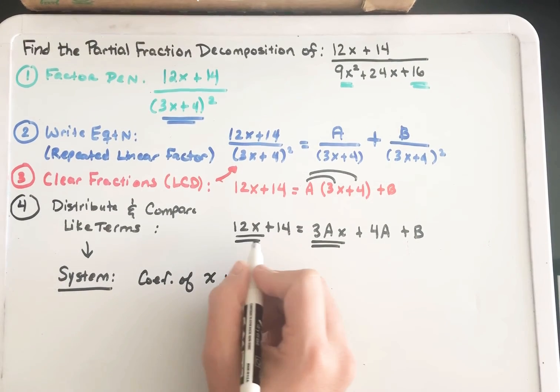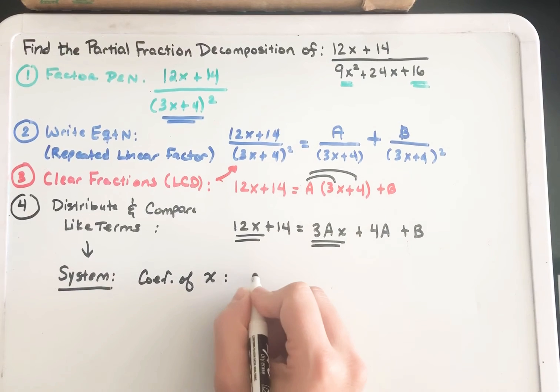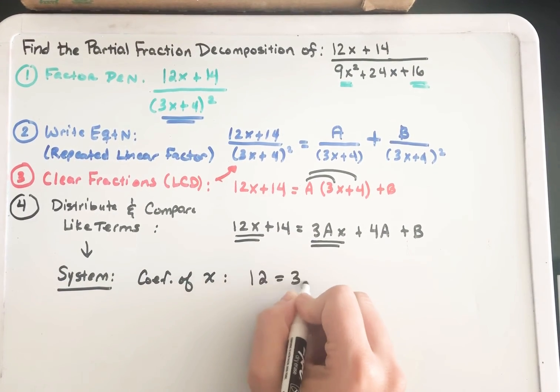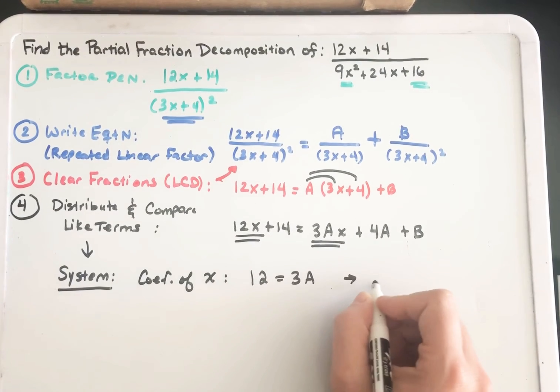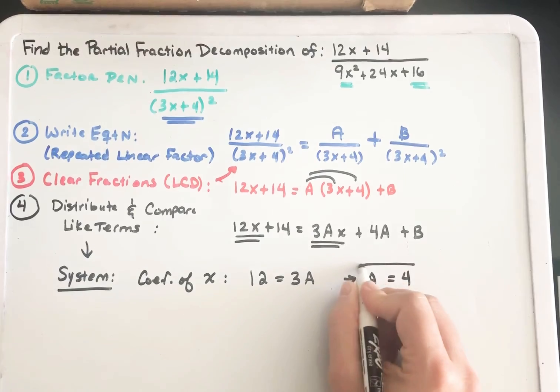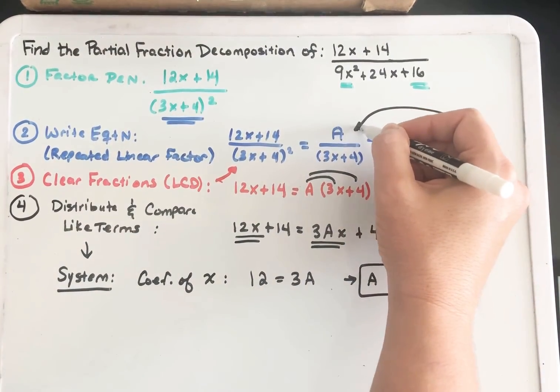So it must be the case that 12 must be the same as 3a. So I can actually set those coefficients equal to each other. 12 must equal 3a. Well, you kind of know what that means, right? Use a little bit of algebra here, divide both sides by 3. A is 4. So already I know that the numerator for this partial fraction should be a 4, but we can verify that.